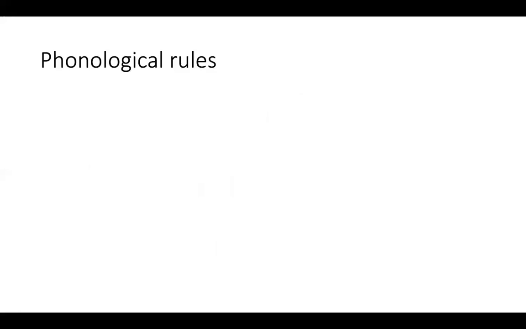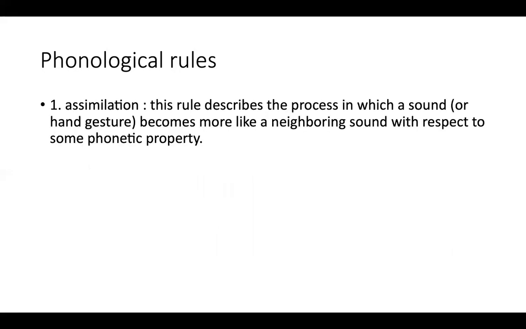Okay, after we know the natural classes of speech sounds, let's talk about phonological rules. There are several phonological rules that apply to languages in the world, but we would be focusing on the English language. The first phonological rule is assimilation. This rule describes the process in which a sound becomes more like a neighboring sound with respect to some phonetic property.